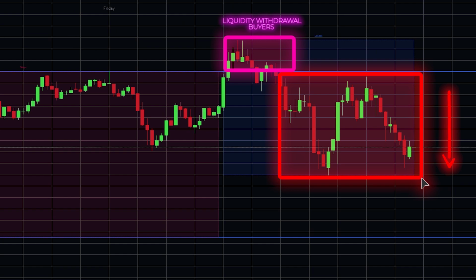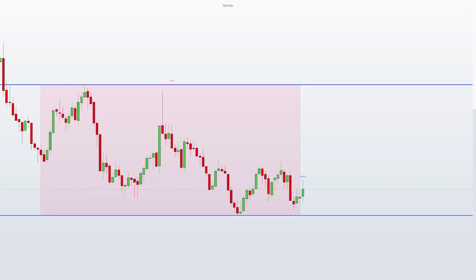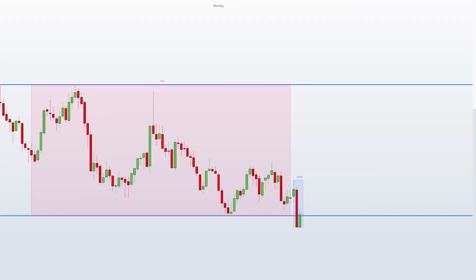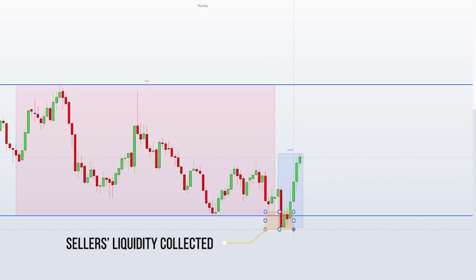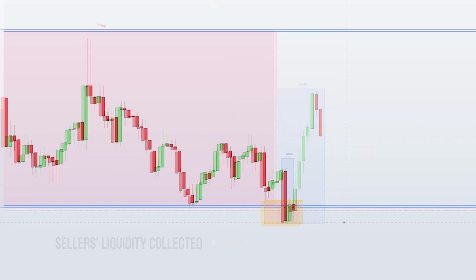In this case, we consider selling. If the market withdraws the Tokyo low, it means that the sellers' liquidity is gathered and the price is likely to rise. In this case, we consider buying.